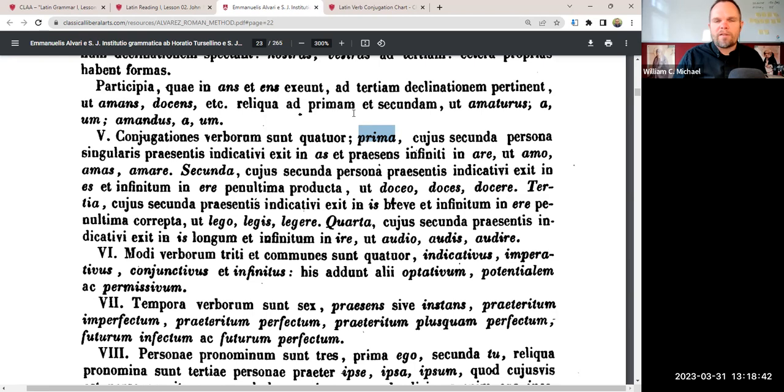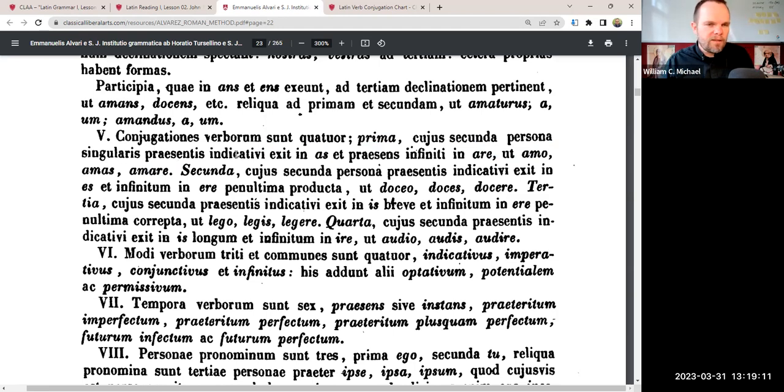So the first question we have to ask is, what do we look at to find out what conjugation a verb belongs to? How do we identify the verb family? So that's the first question, and this is the answer to that. We look at the second person of the singular present indicative.